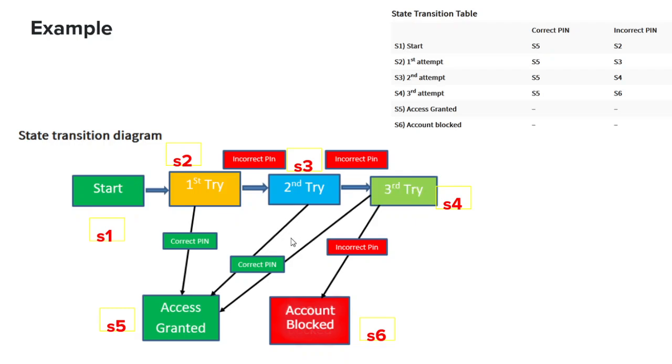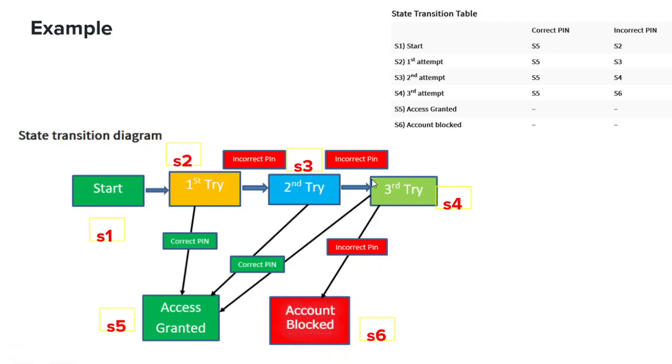Either the user will enter the correct pin, or the user will again enter an incorrect pin. If the user enters the correct pin, then again access will be granted. And if the user enters an incorrect pin, now what is the state? Now the new state is account blocked. If in the third try the user enters an incorrect pin again, then it will go to the account blocked state.